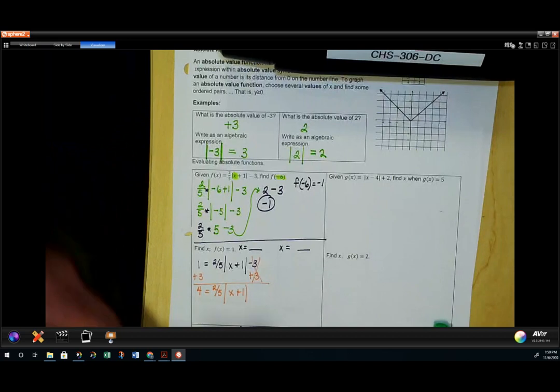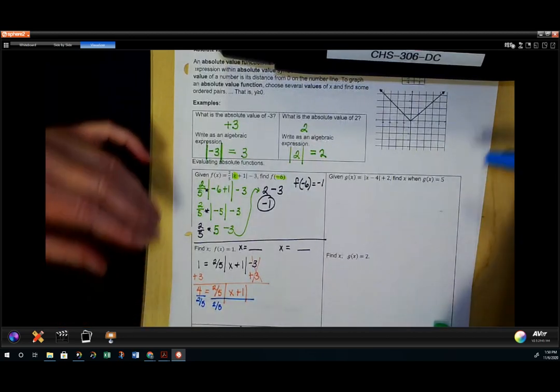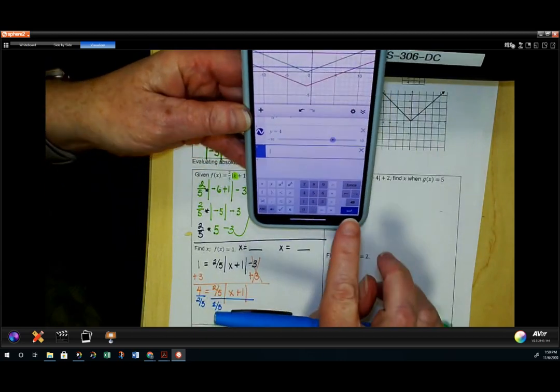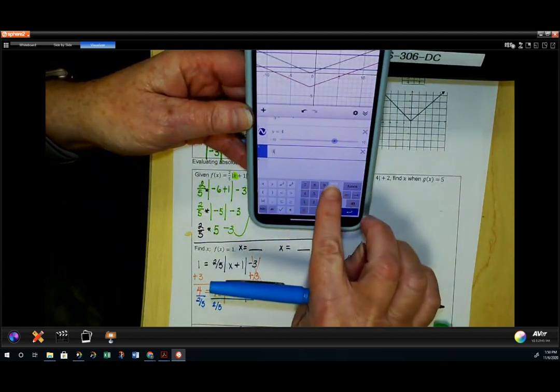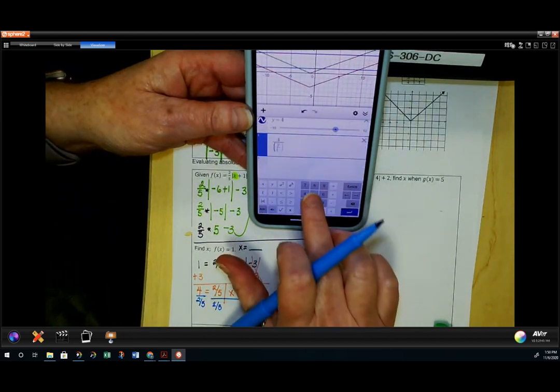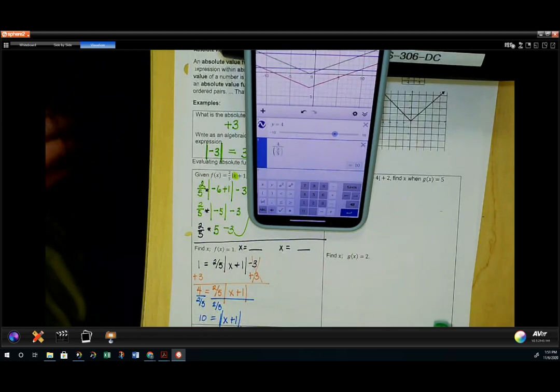Now here's the part that gets really crazy, and you've got to pay attention. I'm going to divide by 2/5. I use my Desmos again, just because he's my friend. I take 4 and divide by, and this is where I like to give myself parentheses, 2 divided by 5. And then I get 10. So 10 is the absolute value of x plus 1.